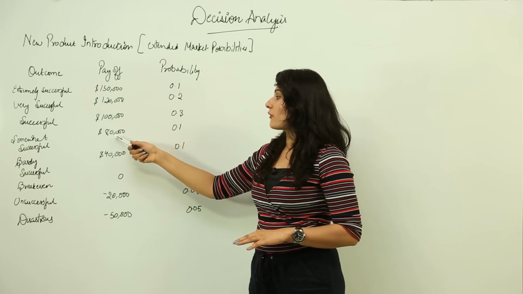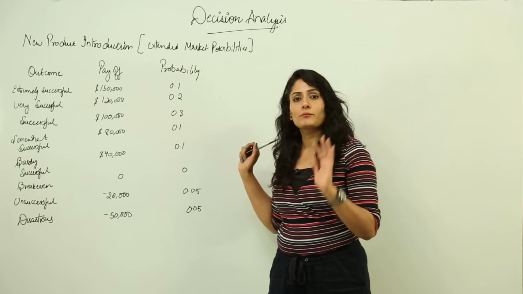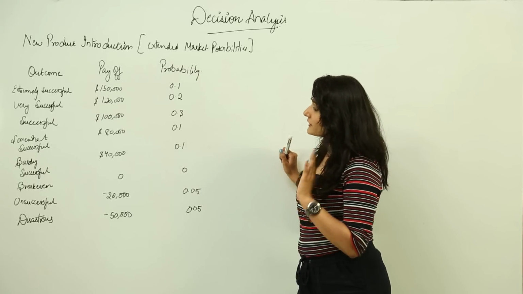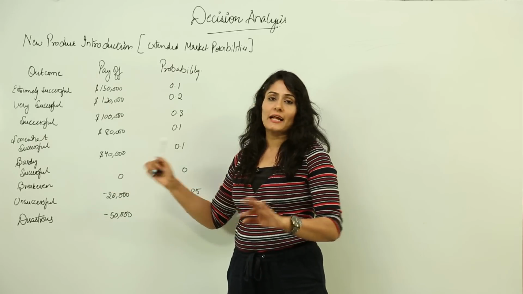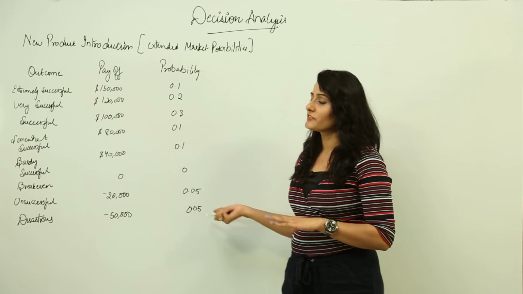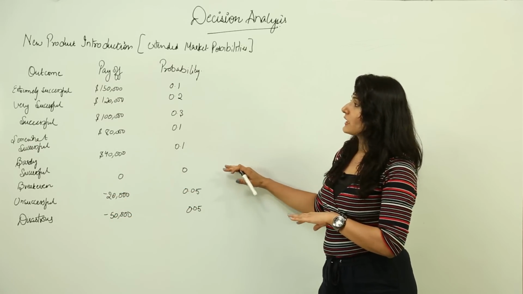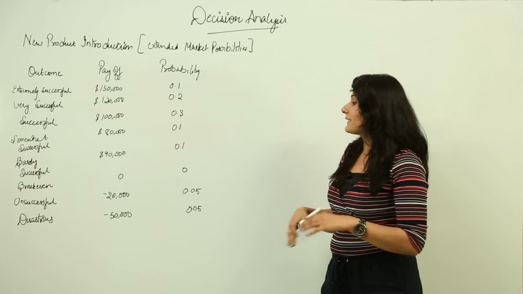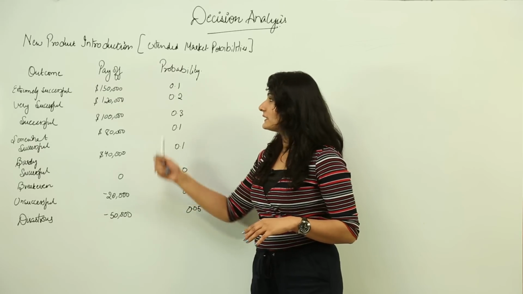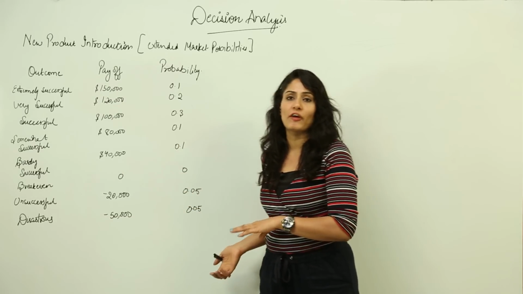Somewhat successful, payoff is 80,000, probability 0.1. Barely successful, the payoff is 40,000 and the probability is 0.1. So break even, that is no success, no loss, it would be 0. Unsuccessful, minus 20,000 would be the payoff and the probability is 0.05, and if it is a disaster, it sunk completely, then the payoff would be minus 50,000 and the probability is 0.05.